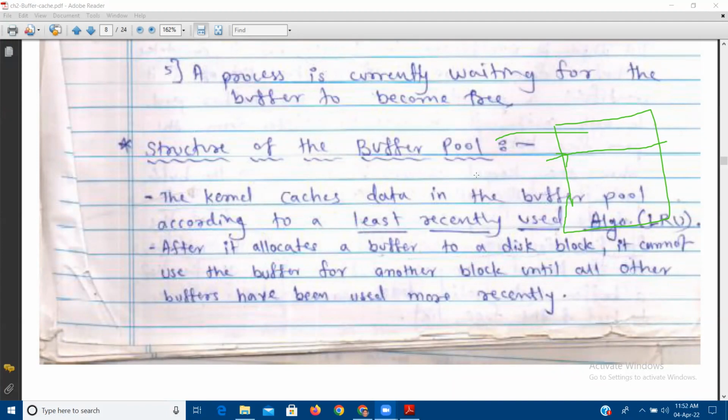So in the same fashion over here, a pool of buffers. That is, more than one buffer is there and they are kept together, and that's why we are calling it a pool of buffers. We'll see how these buffers are maintained internally by the kernel as a part of the buffer cache. So the kernel caches data in the buffer pool according to least recently used.